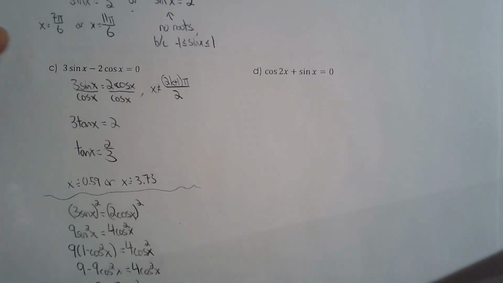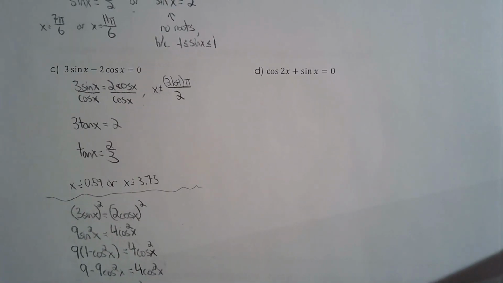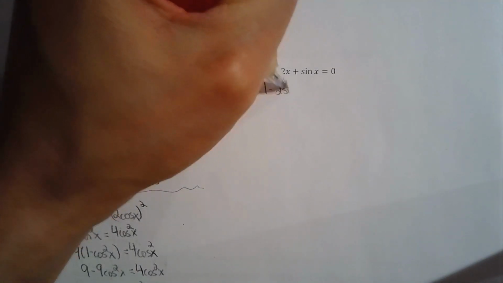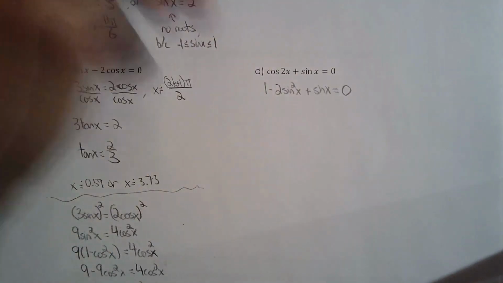Let's do D. cos 2x plus sine x. Once I see cos 2x, I'm thinking double angle formula for cosine. Which version should I use? Well, hopefully you remember all three versions. You have cos squared x minus sine squared x, 2 cos squared x minus 1, and 1 minus 2 sine squared x. The version that's most useful in this case is 1 minus 2 sine squared x. Because I create my quadratic equation, right? Clean it up, and then multiply both sides by -1 so I can prepare it nicely to be factored.